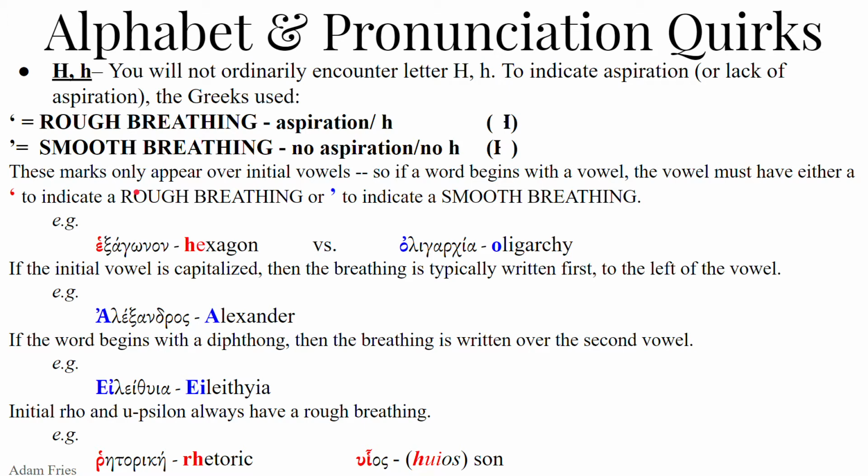So, to indicate aspiration, or a lack of aspiration, that is, spiro, breathing in Latin, spiro. The Greeks used this mark, looks like a backwards apostrophe, as a rough breathing. That's the rough aspiration. That's the H sound. So it comes from eta, capital Eta, which looks like the H, and I just chop the first part off. And that is the rough breathing. Then the smooth breathing is this mark. And that comes from no aspiration, no H.